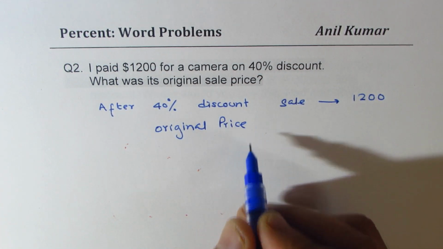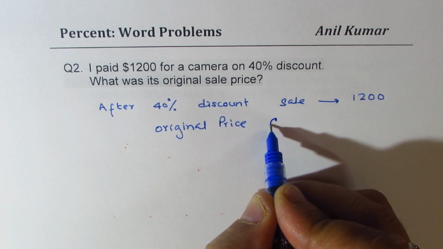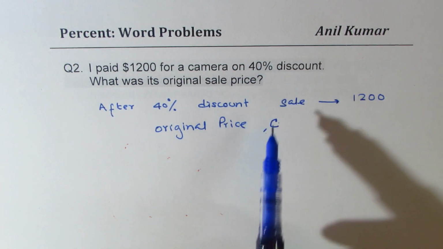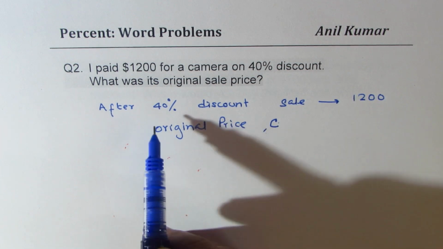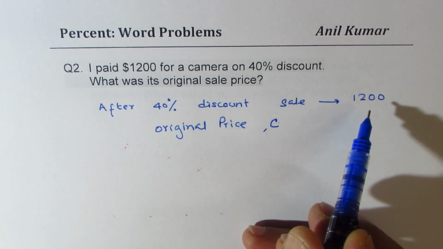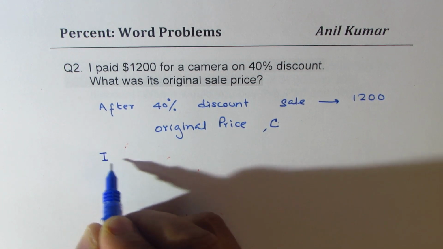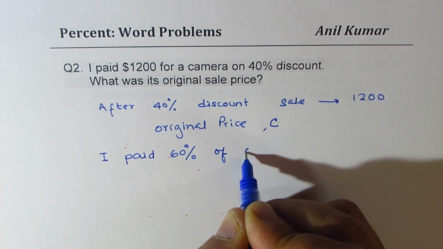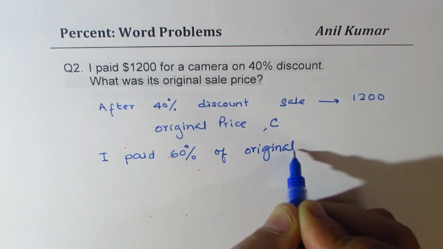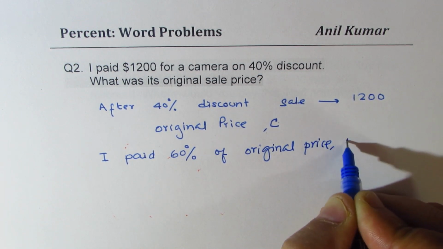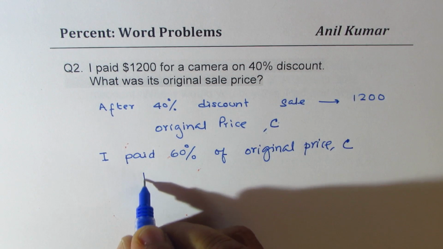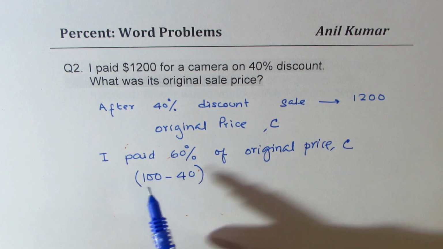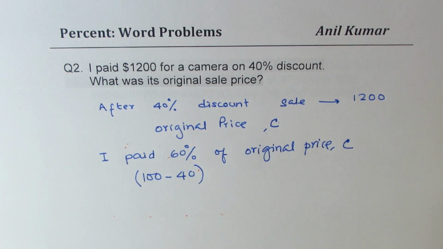So let us say the original price is C. Let's say original price is the cost C. How do we get 40% discount on C, right? So you could think like this. After 40% discount, I paid this. That means I paid, you can say I paid 60% of original price, C, right? How do I get 60%? 100 minus 40. So that is the discount. I did not pay that. Do you see that? So you could think like this. So that helps you to think and then get to the solution.